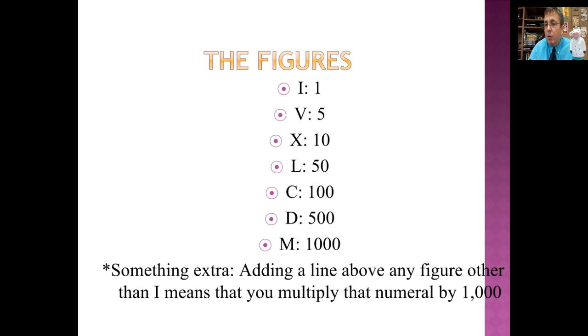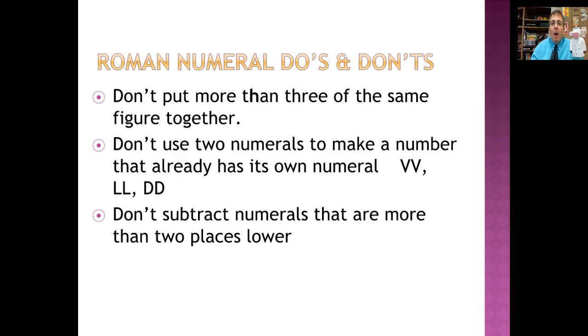Now this can get a little bit tricky if you're not quite sure how to write the numerals to begin with, so we'll go over some basics about how that works. Now let's go over some do's and don'ts quickly. Don't put more than 3 of the same figure together. 3,000 is M, M, M. 4,000 would not be M, M, M, M. Instead, it would be the numeral for 4, IV, with a line over it.